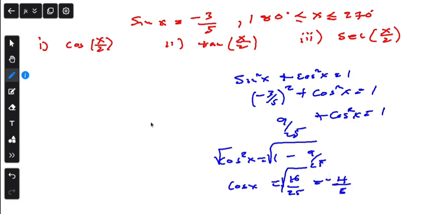Now finding tan, you know that tan x is equal to sine x divided by cos x. So cos x is this one here, sine x is this one here. You can just put sine x here and cos x here, and you are still going to get the same answers that we have found.